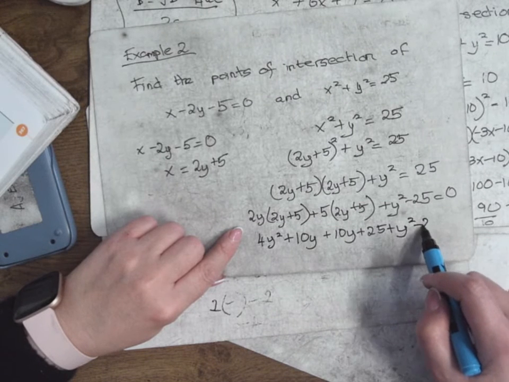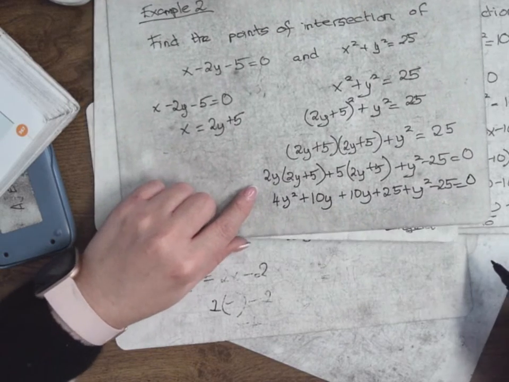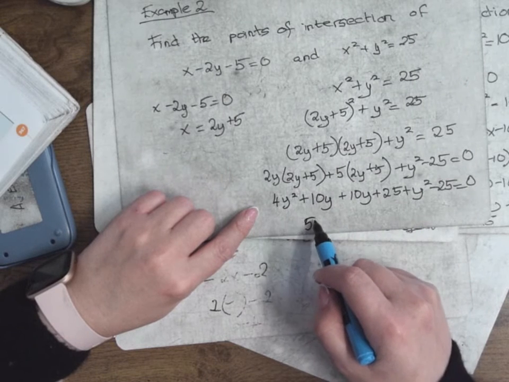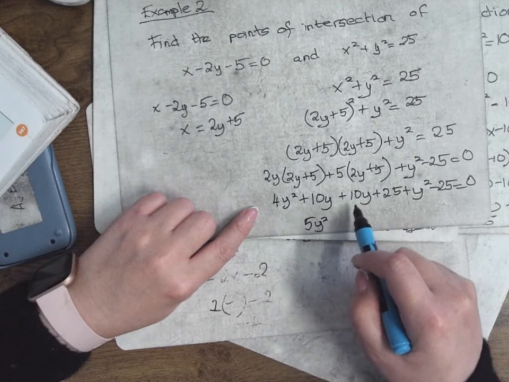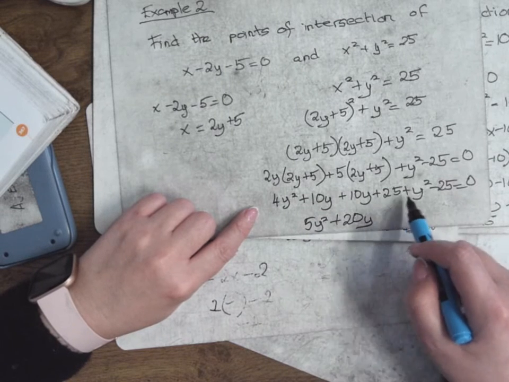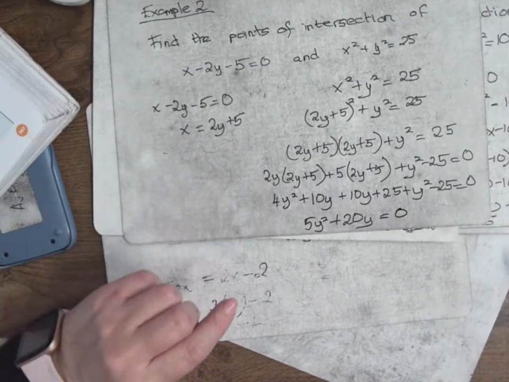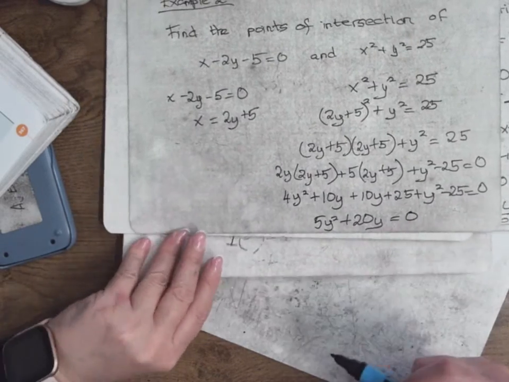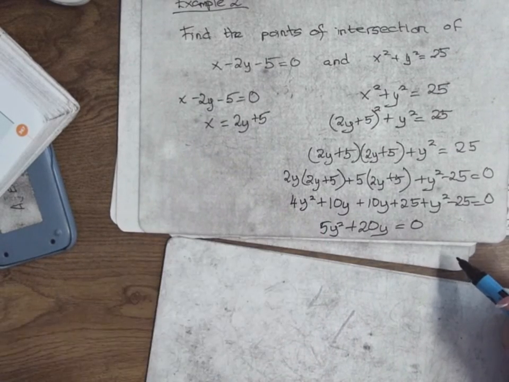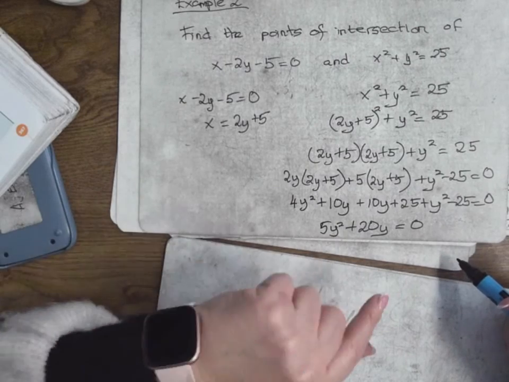minus 25 equals 0. Okay, so tidying it up, putting all my y squareds together, I have 4y squared and y squared will give me 5y squared. I have 10y and 10y will give me 20y. I have plus 25 and minus 25 will give me 0, so I have no number. Okay, right, if you use the minus b formula, off you go, as in this time a is 5, b is 20 and c is 0. Right, there is no c, so there isn't.